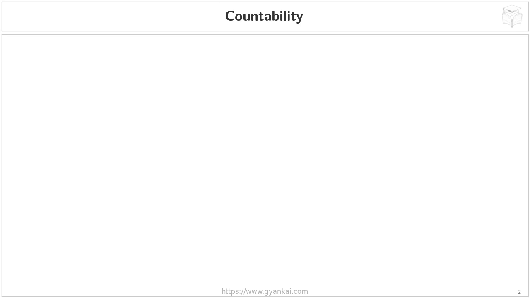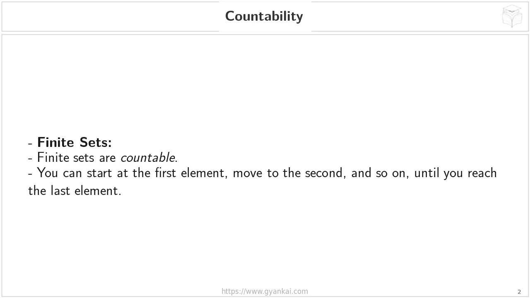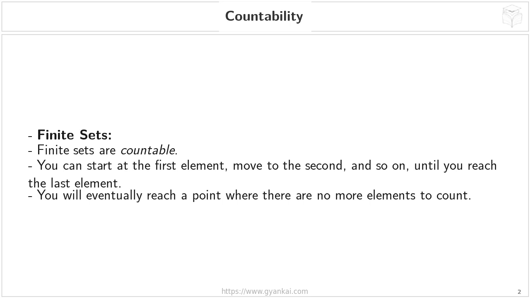Countability. So let's move on to a really important concept when comparing finite and infinite sets: countability. As we discussed on the previous slide, we're looking at how we can, or can't, deal with the elements within these sets. Now let's start with finite sets. Finite sets are countable. What does that mean? Well, it means you can, in principle, list out all the elements one by one. You start with the first element, then the second, and so on, until you eventually get to the very last element. The key here is that you will eventually reach a point where there are no more elements left to count.